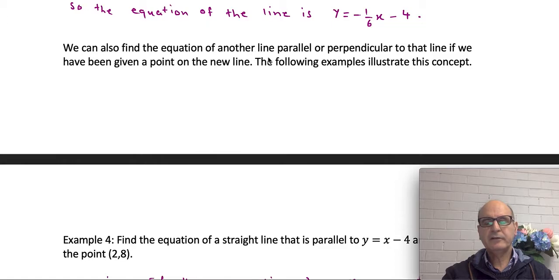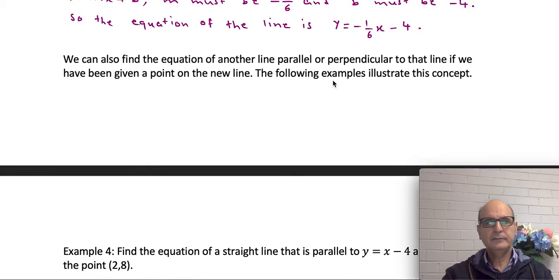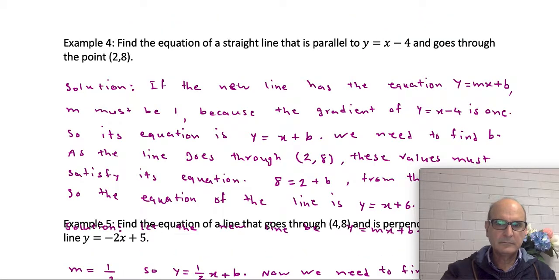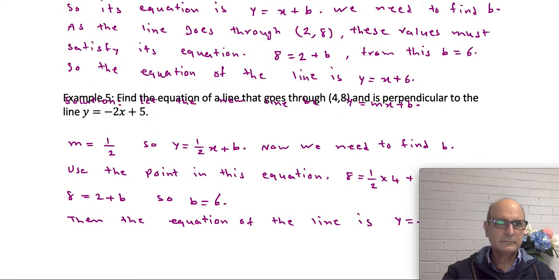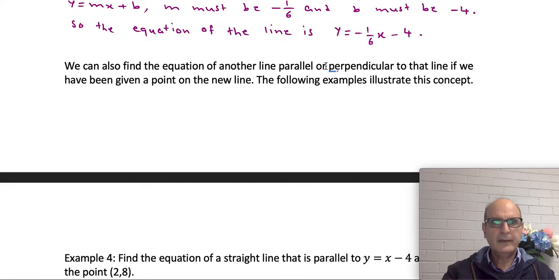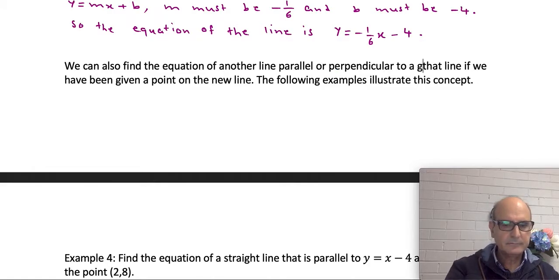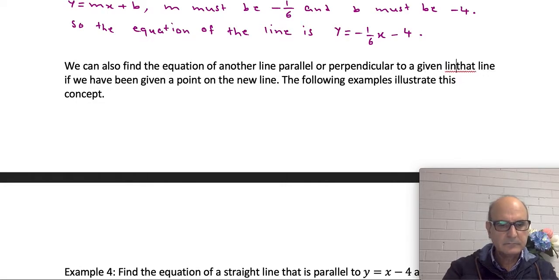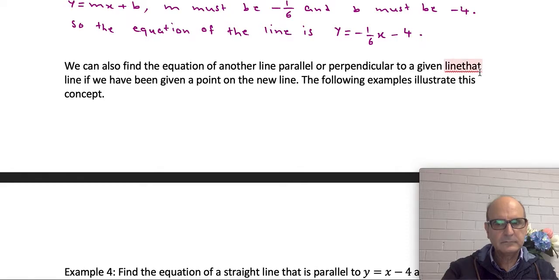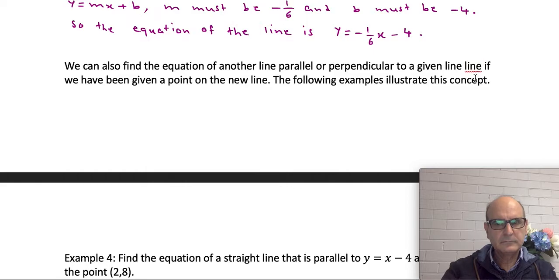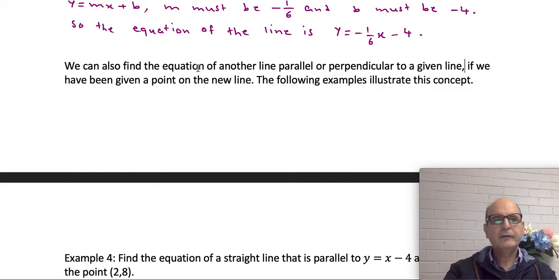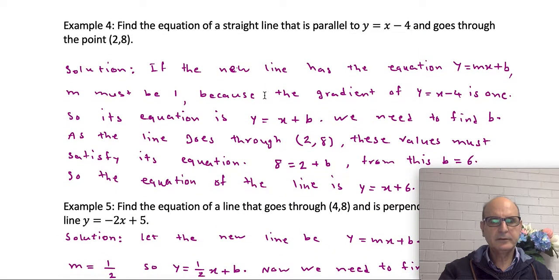We can also find the equation of another line which is parallel or perpendicular to a given line, if we've been given a point on the new line, not the y-intercept, another point on the new line. Let's look at the examples that show that.